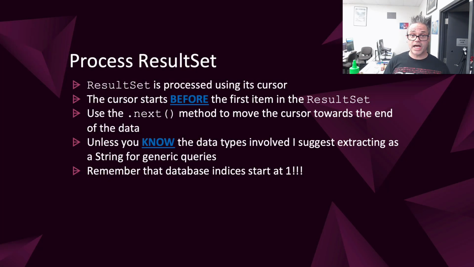Now I want to process the actual result sets, the data, the meat of the information we're working with. The result set is processed using the cursor, and the cursor starts before the first item in the result set. We then use the next method, which will progress the cursor through the data set as we go, towards the end.